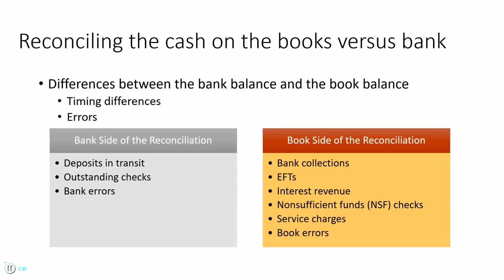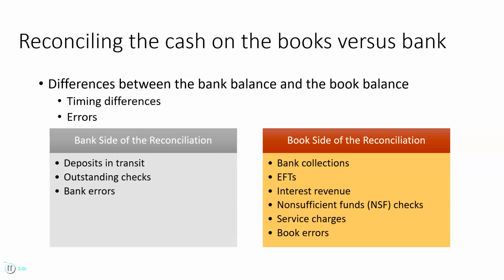Now then we have the book side. What you could have here is bank collections, where somebody transfers money directly into your account that you didn't record. You could have electronic fund transfers from your account to somebody else's, or from somebody else's to yours. You could have earned some interest revenue. You could have non-sufficient fund checks, checks that are not good. You will have service charges, and then you can have errors where you book something incorrectly.